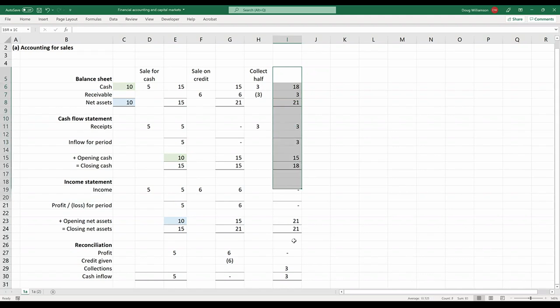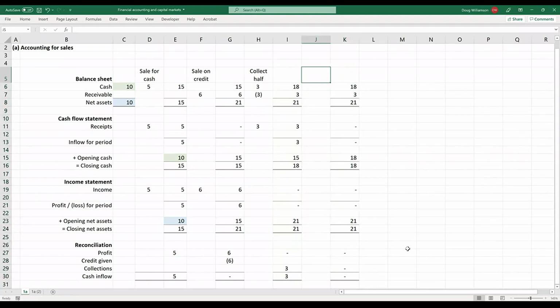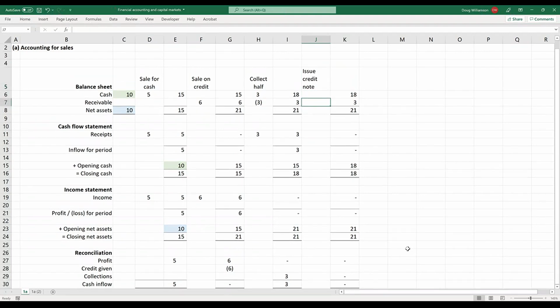One other sort of transaction we might have. What if we issued a credit note? So in other words, let's say there's a dispute. So issue credit note, we tell the customer you don't have to pay us anymore. Issue credit note. So they did owe us 3. Let's say the credit note is for 2. So the receivable goes down by 2.